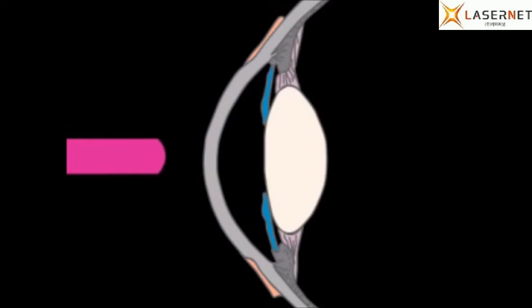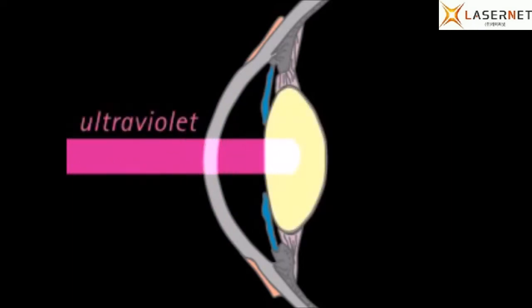The lens absorbs near ultraviolet light. Irradiation exceeding the MPE limit may cause an opacity of the lens.